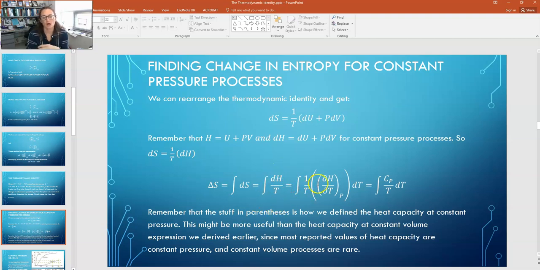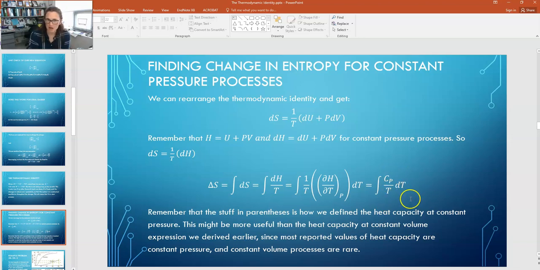So, applying my calculus knowledge here, dH would be equal to the partial of H with respect to T, holding the pressure constant, times dT. Remember, we talked about the heat capacity at constant pressure, C sub P, and we said that it was defined as the partial of H with respect to T holding P constant. So that means I can set this expression equal to the integral of Cp over T dT. All right?